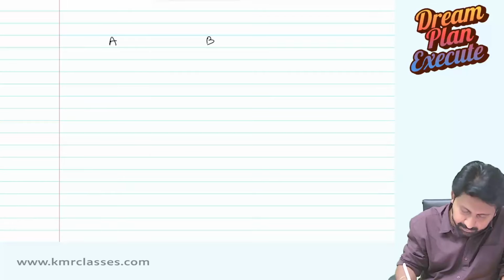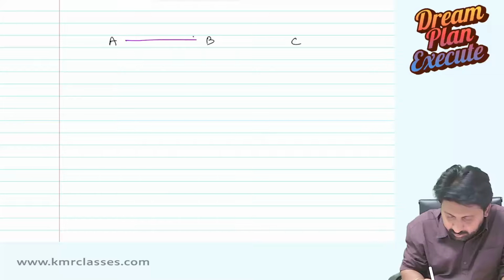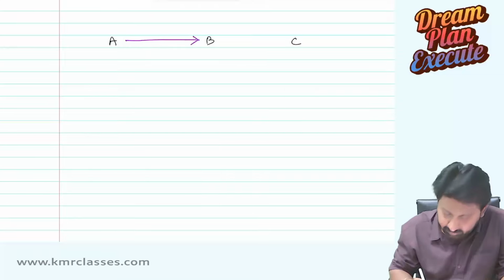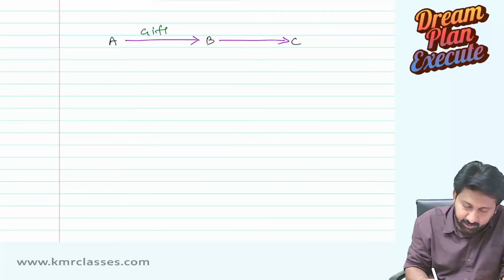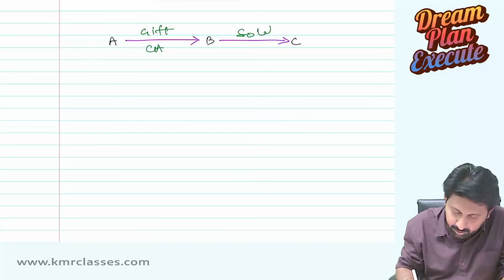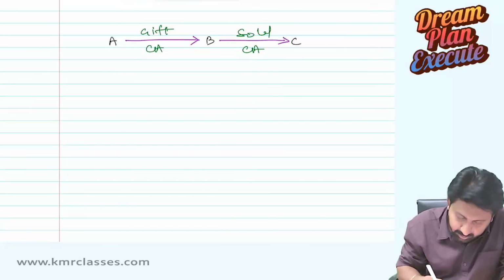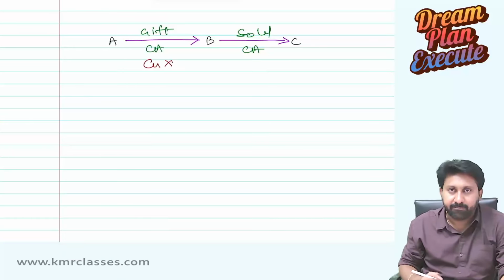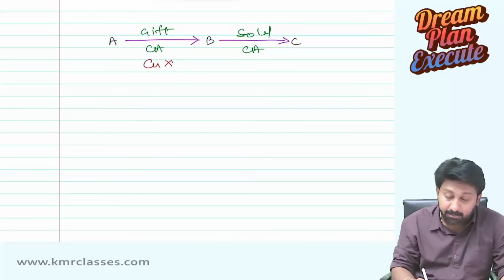A, B, C. A has given a gift of a capital asset to B. B sold this capital asset to C. There is no consideration between A and B. There is a consideration between B and C.